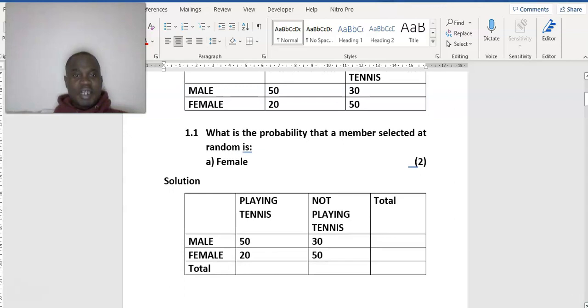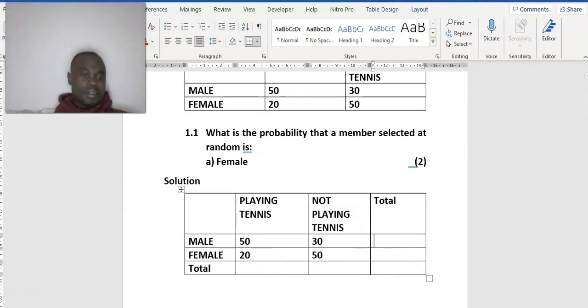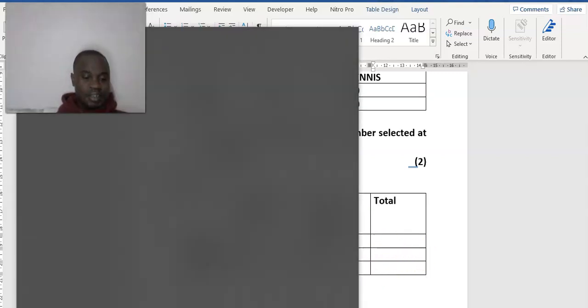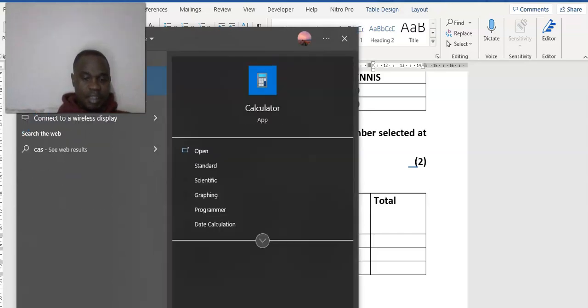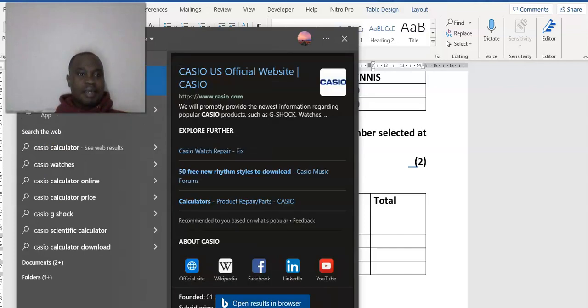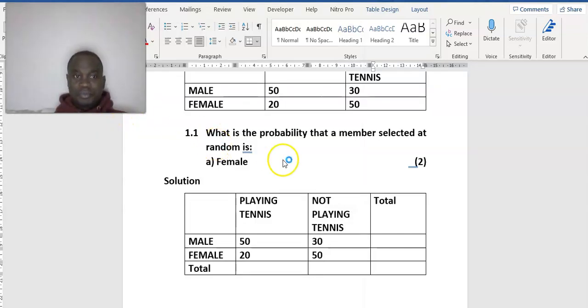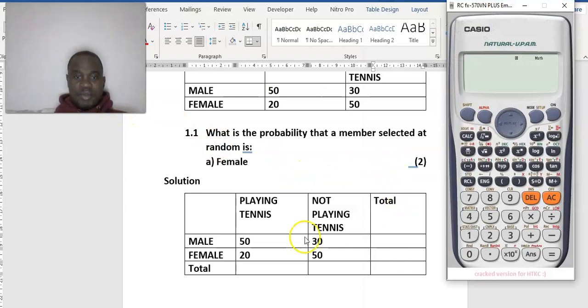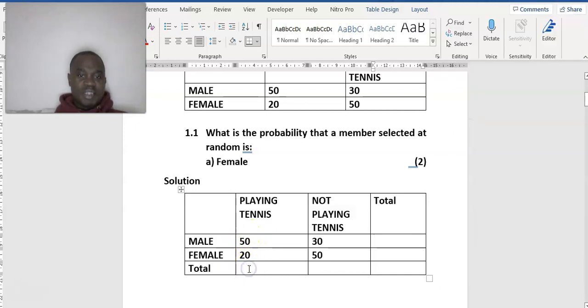So when you have a question like this, what you need to do is add all of them and find the totals. So let me get my calculator. Okay, so we are going to find the totals. 50 plus 20 is what? 70. 30 plus 50 is 80.